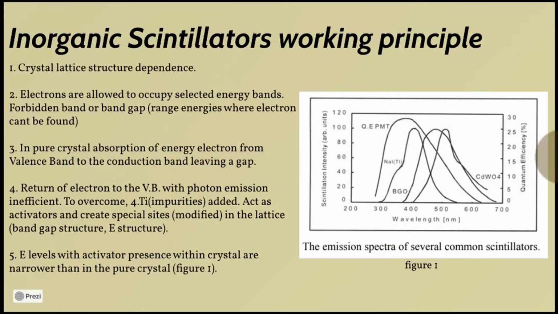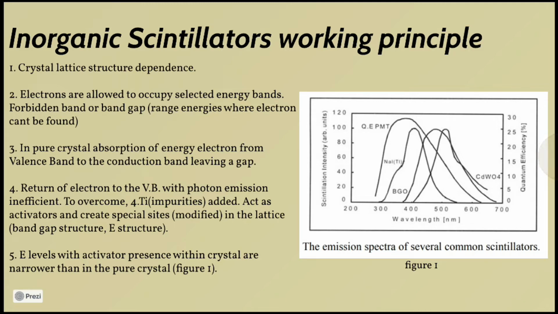Now we go to the inorganic scintillators' working principle. The scintillation mechanism depends on the structure of the crystal lattice. In a pure inorganic crystal lattice such as sodium iodide, electrons are only allowed to occupy selected energy bands. The forbidden band or band gap is the range of energies in which electrons can never be found in the pure crystal. In the pure crystal, absorption of energy can elevate electrons from the valence band to the conduction band, leaving a gap in the valence band.